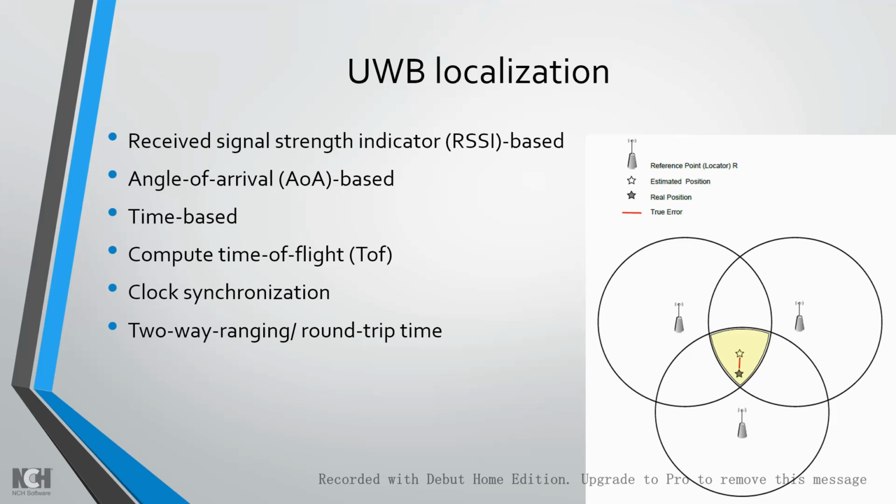This picture shows how the time-based UWB localization system works. After knowing the distance between each anchor point and the object, we can get the location of the object. 2D localization needs 3 anchor points to compute the location, while 3D localization needs 4 anchor points.